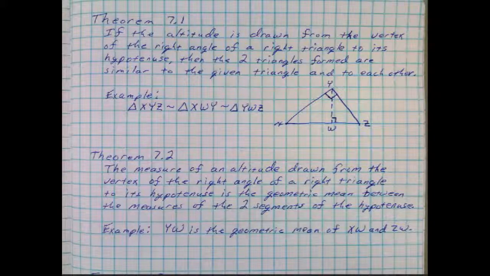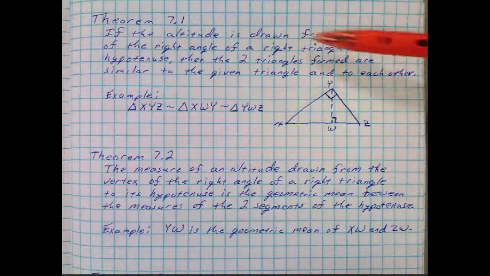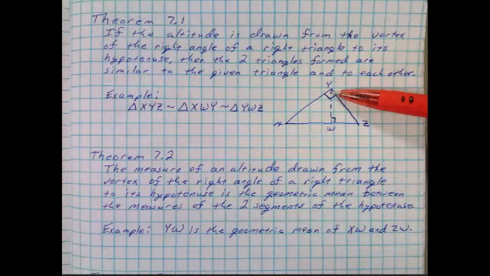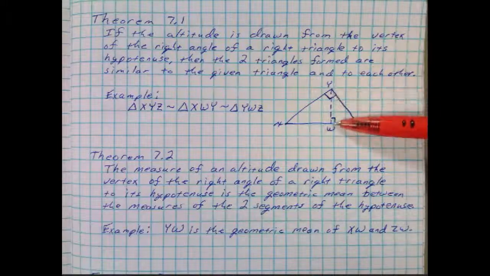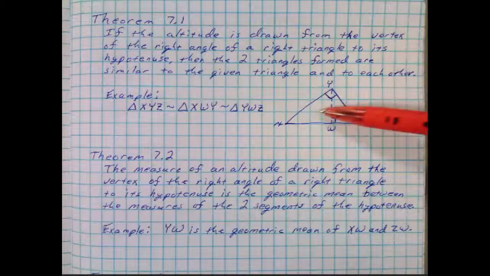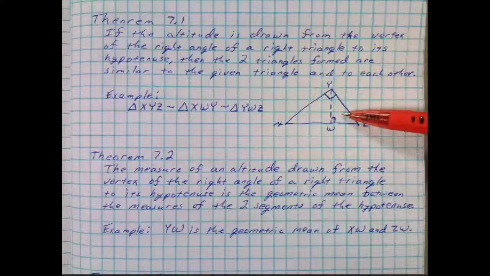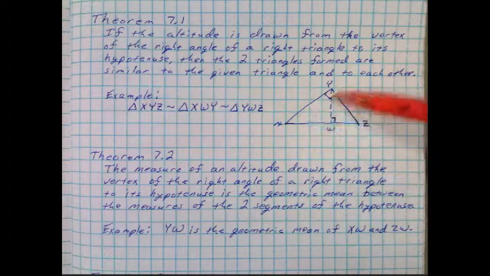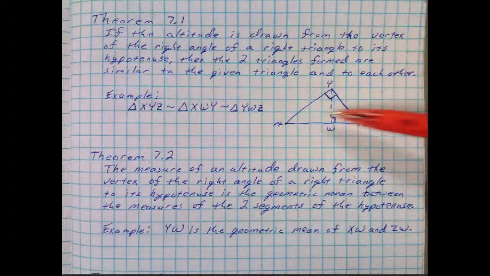So theorem 7.1, if the altitude is drawn, so remember an altitude is perpendicular to the opposite side and goes through a vertex. It says if the altitude is drawn from the vertex of the right angle of a right triangle, so here's my right angle, to its hypotenuse. So here's my hypotenuse. So we have our right angle here, so that makes it an altitude. Then the 2 triangles that are formed, I have one here and one over here, are similar to the big triangle that was given and to each other.